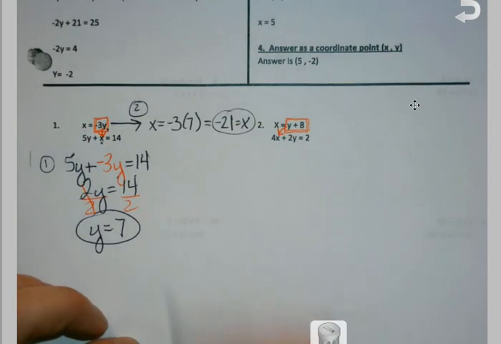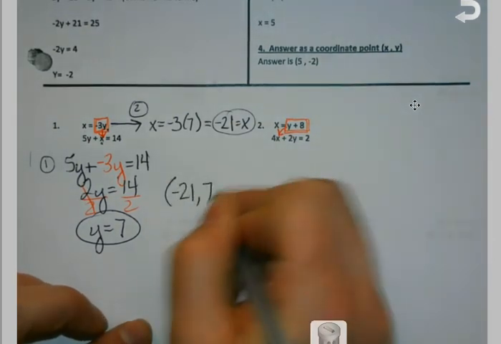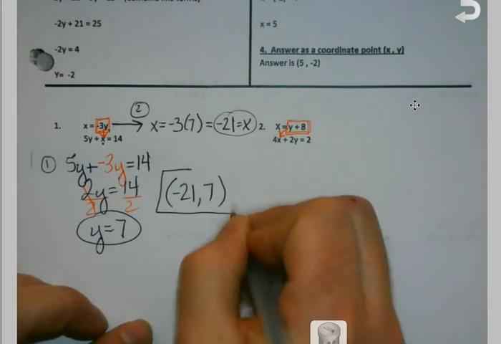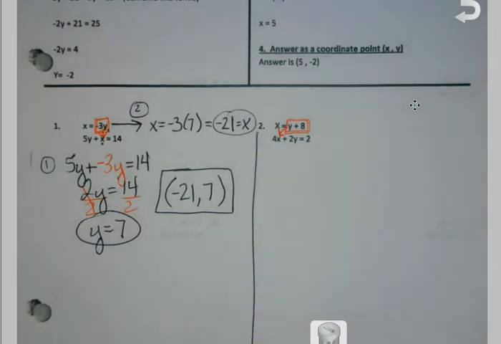I have one for y down here. Normally what I do at that point is I turn it into a coordinate point and circle it up or box it up or whatever, and I'm good to go. And that's all there is to these. It's just substitute in, solve, plug that number in, I'm done.